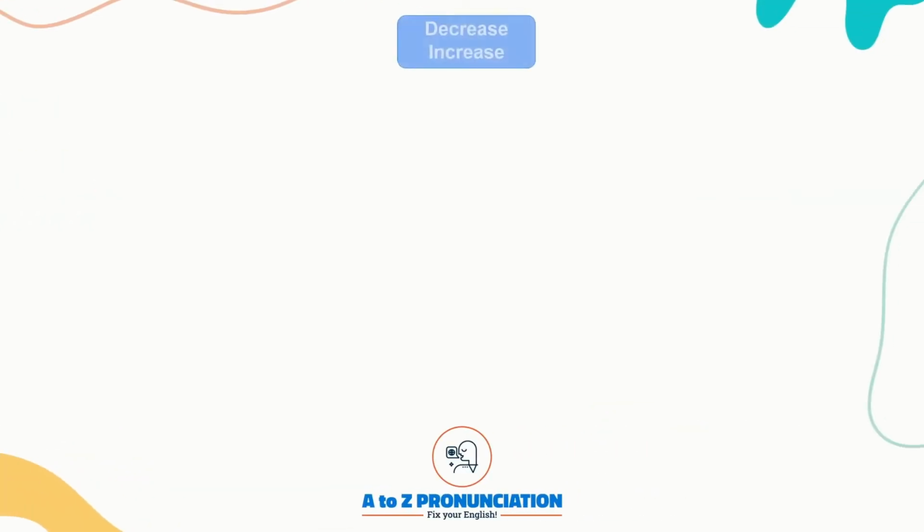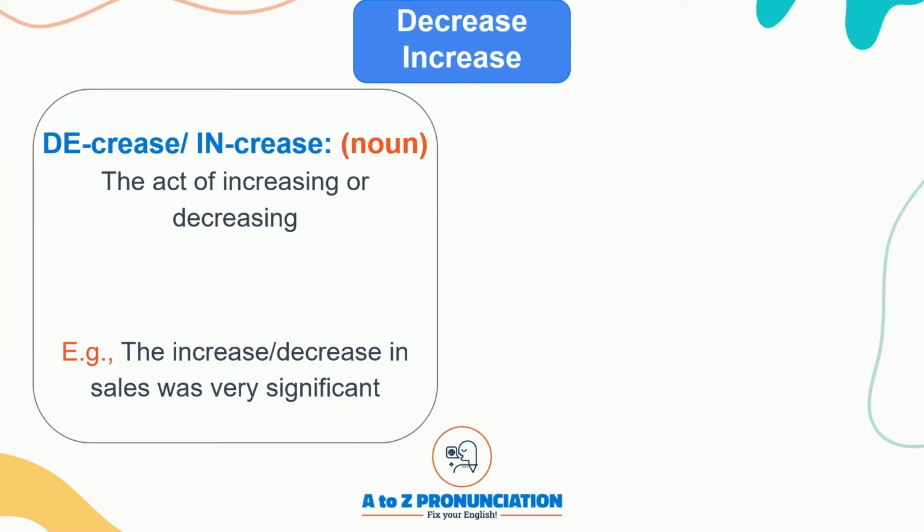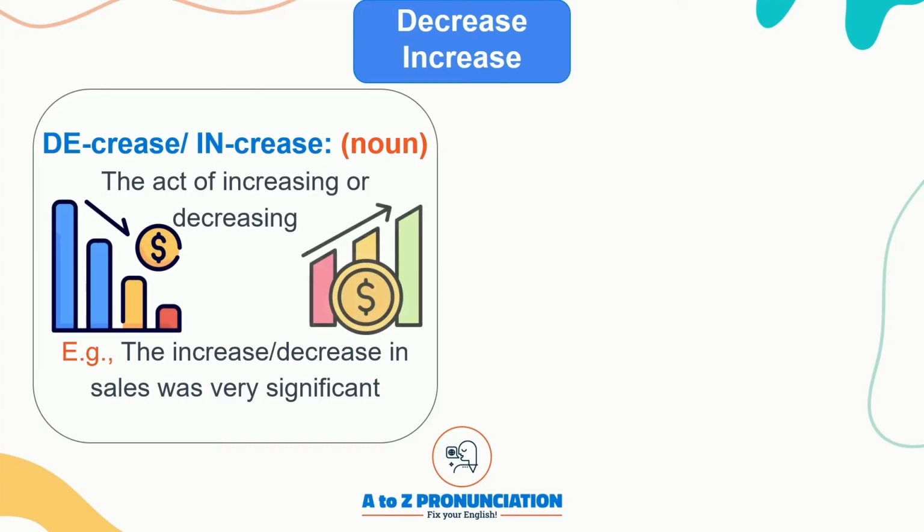Up next we have the words decrease and increase. We bundled them together because there is so much similarity between these two words. Notice how, if the shift is on the first syllable of these words, decrease and increase, we have a noun, which means the act of increasing or decreasing. For example, the increase or decrease in sales was very significant.